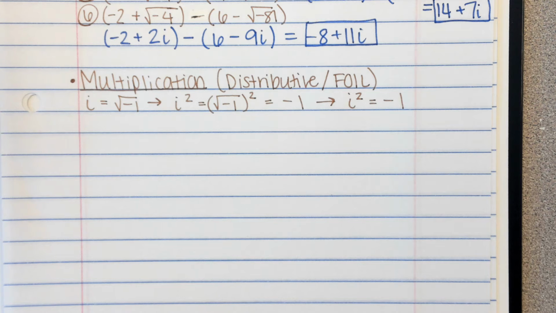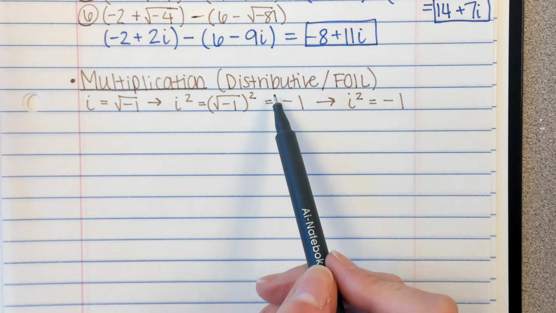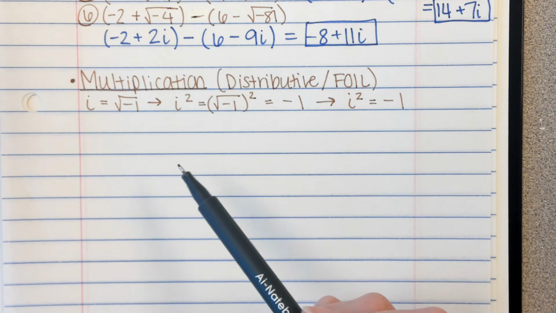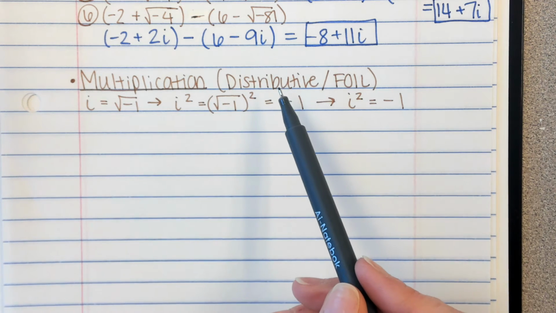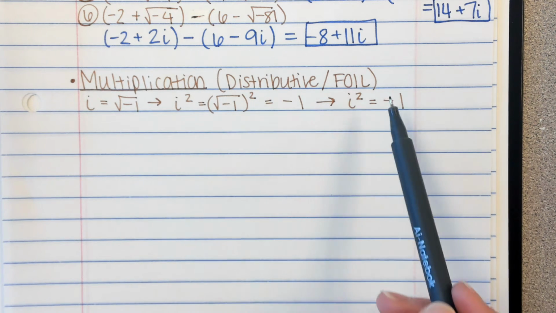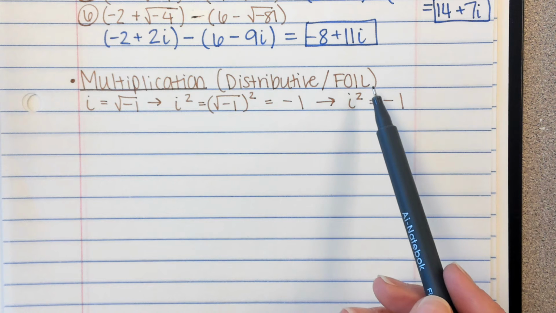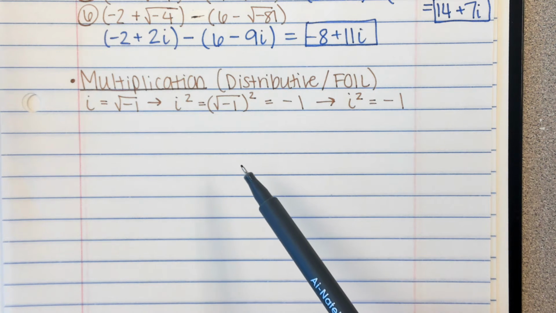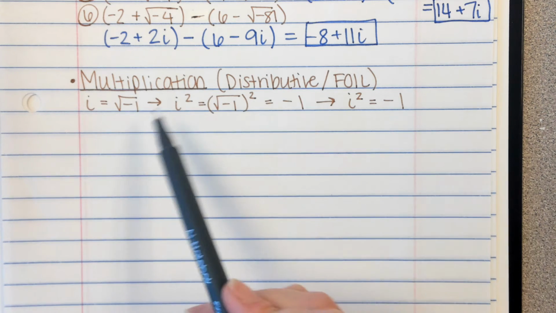Okay, next we're going to look at multiplication. And our multiplication is going to be like the distributive property and the FOIL method, okay? Some of our multiplication problems are really simple, but then some of them you're going to have to think like the distributive property and like the FOIL method. But we also need to know what happens when you multiply I by I or do I squared.